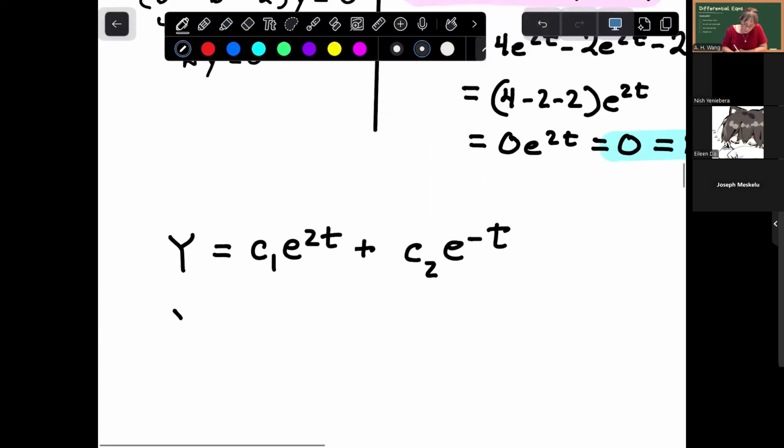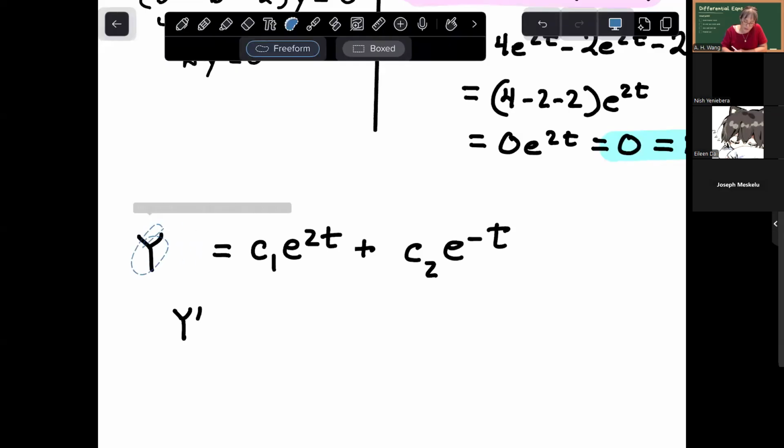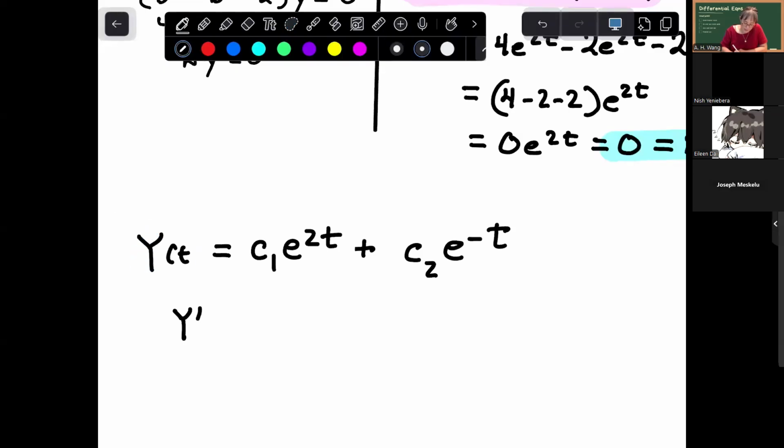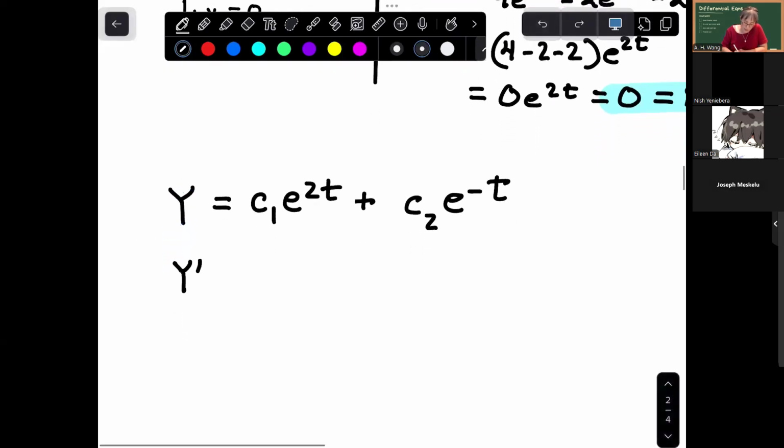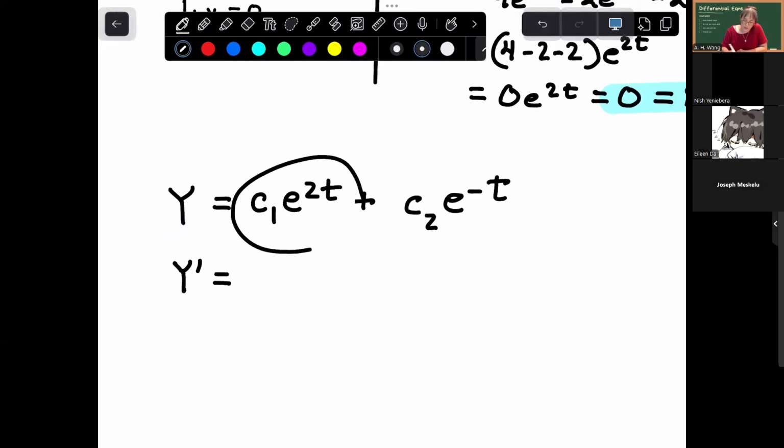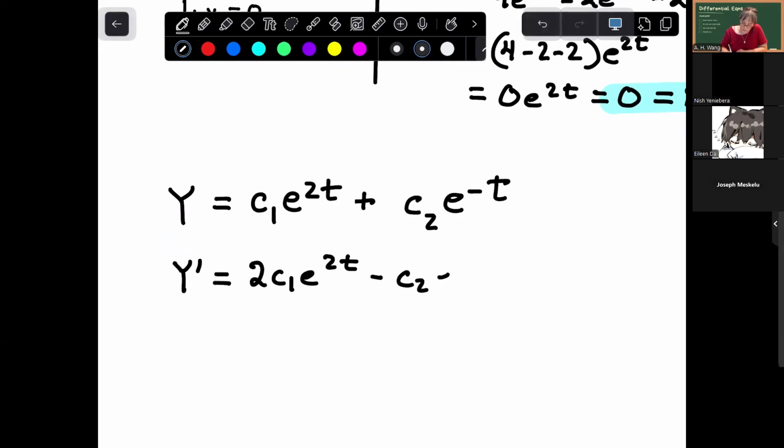So remember, when I do derivative, this is a y, right? But in reality, you all know this is y of t, and this is of t, right? But you can also just write it like this. Okay, so now you guys tell me, what is the derivative of this one? 2c1 e to the 2t. Perfect. And what about this one? Negative c2 e to the negative t.